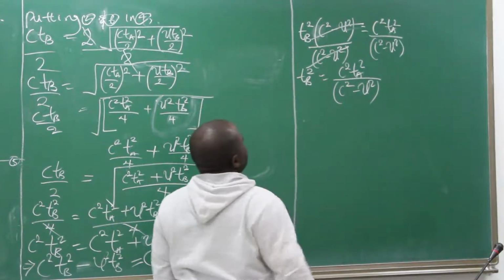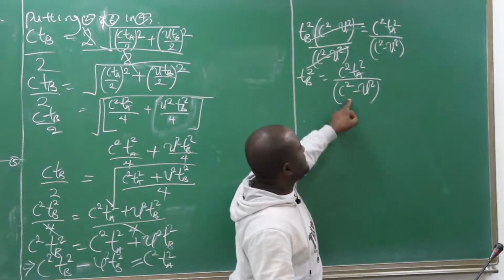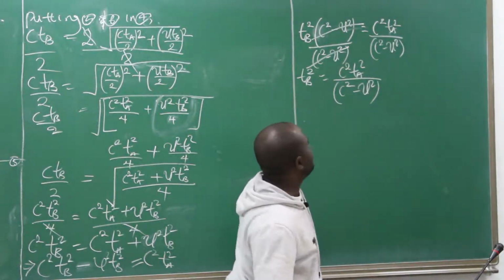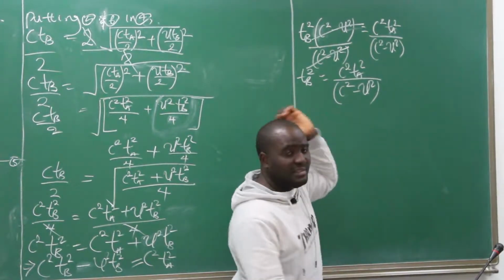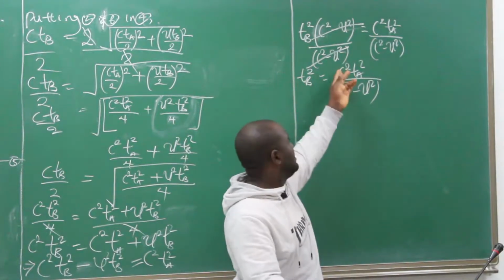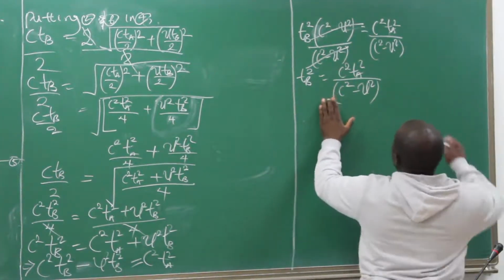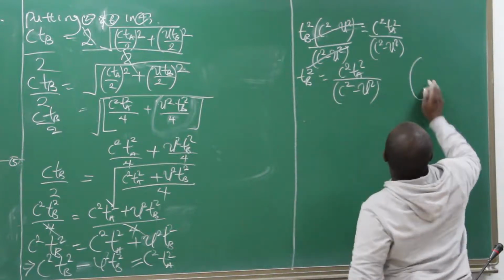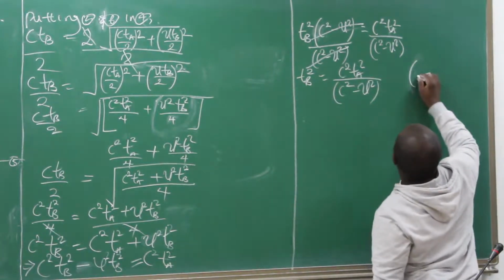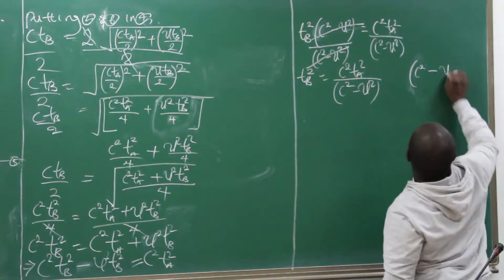Now we have something like this. What do we do next? We have c squared here, and we also have c squared here. We are going to try to find a way to eliminate the square of the speed of light. And how do we do that? Let's bring this one out here: c squared minus u squared.